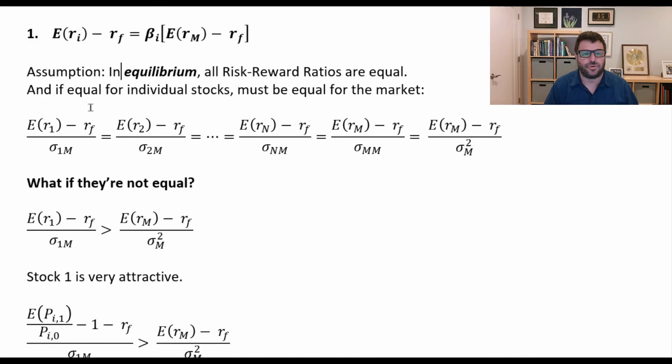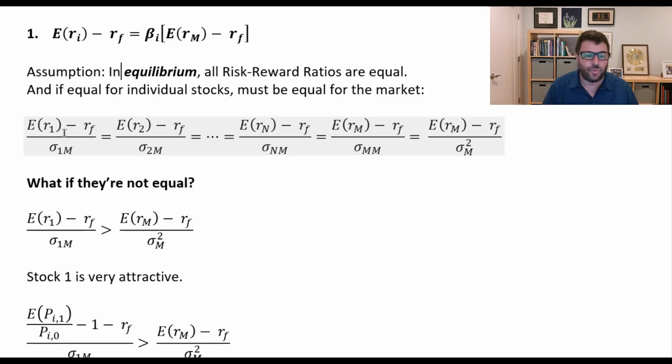And if this is true, if it's equal for individual stocks, then it must be true for the aggregate of all stocks. It must be true of the market. And so if it's the case that the risk premium for stock 1 divided by its covariance with the market is equal to the risk premium for stock 2 divided by its covariance with the market, and then this is true for all stocks relative to the market, so stock N relative to the market, it must be true for the market relative to the market, and therefore true for this. So in equilibrium, the risk premium for stock 1 divided by its covariance with the market must be equal to the risk premium of the market divided by the market variance.